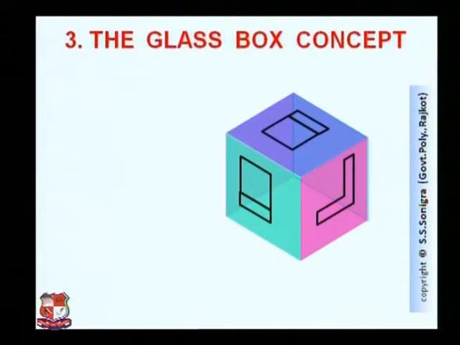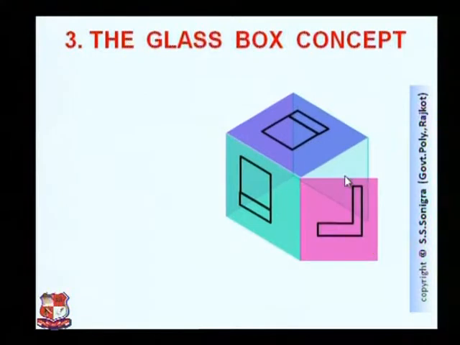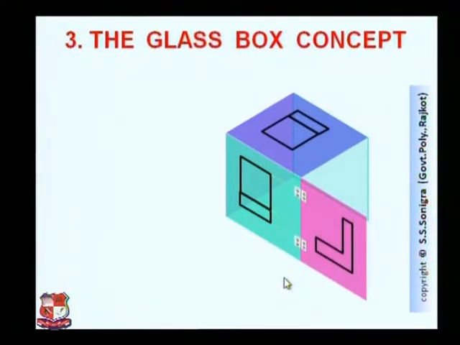Now the third concept, that is the glass box concept. In this concept, we assume that the object is lying inside the glass box as shown over here, and we project its views in three directions. Project its front view, top view, and right hand side view, and after that open this glass box from here. Suppose the glass box is hinged from here, and we can open that surface, so it would appear like this. The glass box is opened from here and from here also. Here also it is a hinged portion. We open this portion.